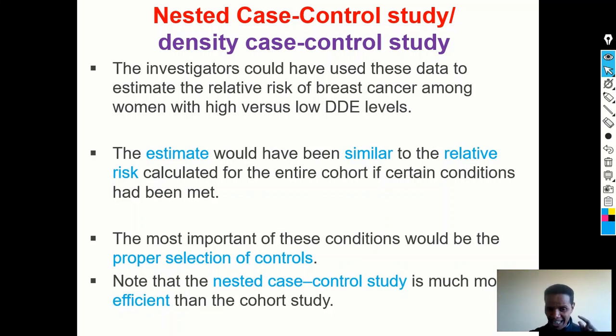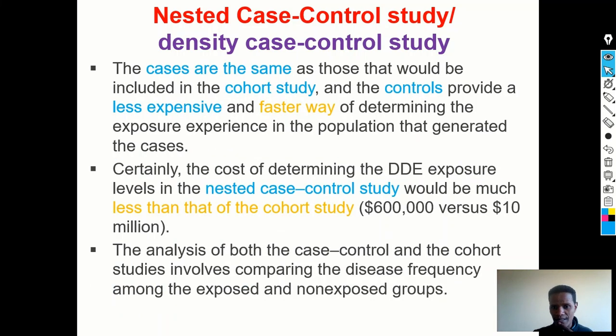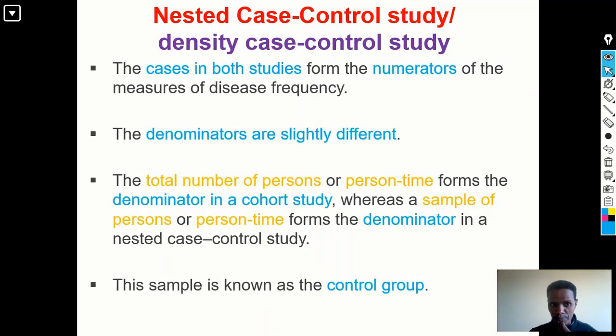Note that the nested case control study is much more efficient than the cohort study, because the total cost of using a nested case control study design with a sample of 2,000 cases and 4,000 controls is now around $600,000, which is much less than $10 million when it is used for the entire cohort. That is more efficient. So that is why case control studies nested within a defined cohort are appropriate.